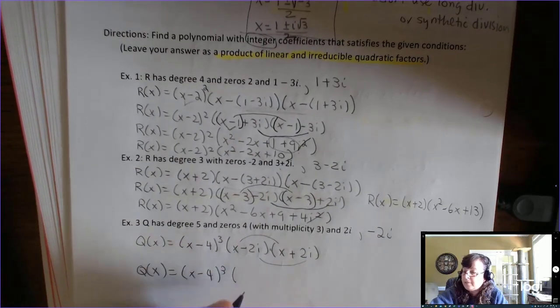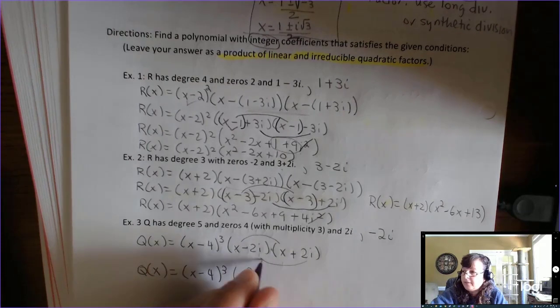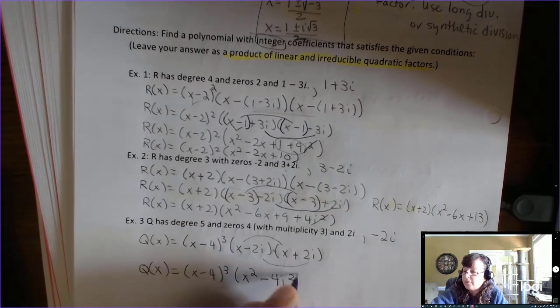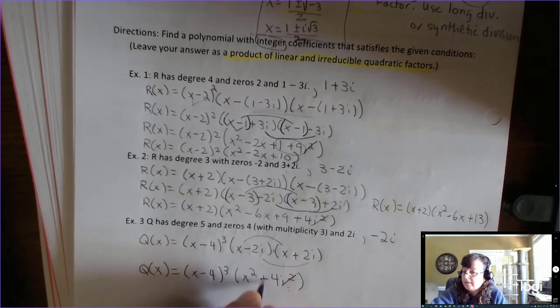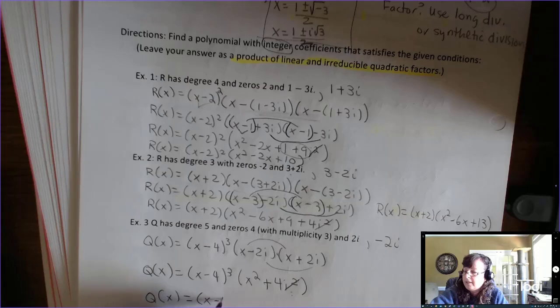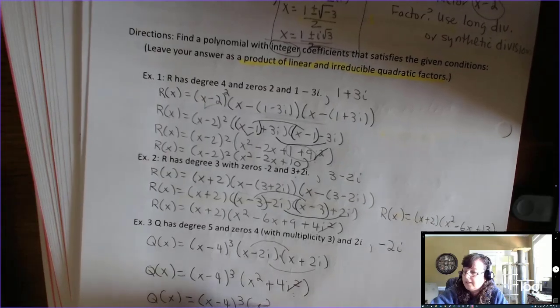And then x times x is x squared, and negative 2i times positive 2i is negative 4i squared, but i squared is negative 1. So that's plus 4. And then here, there you have it.